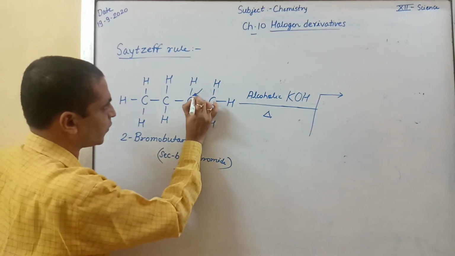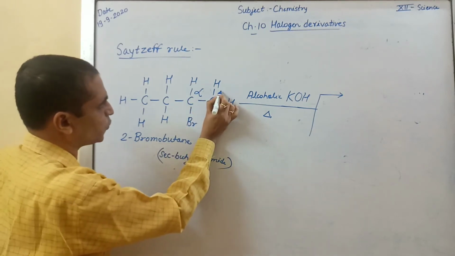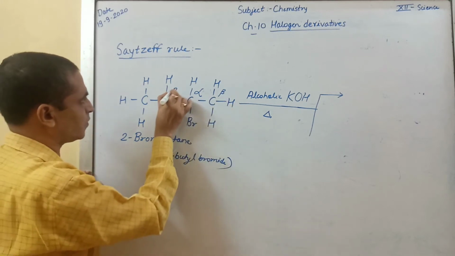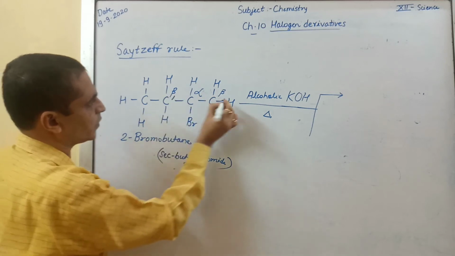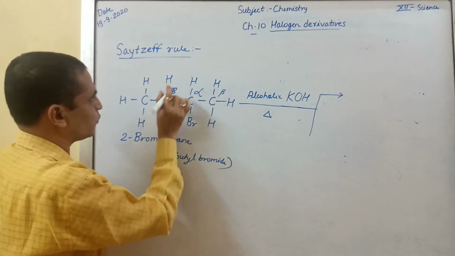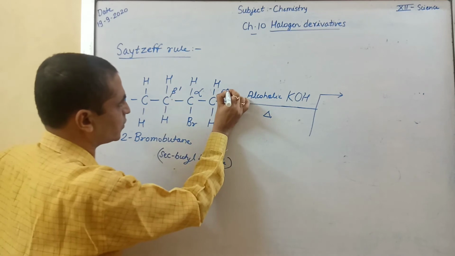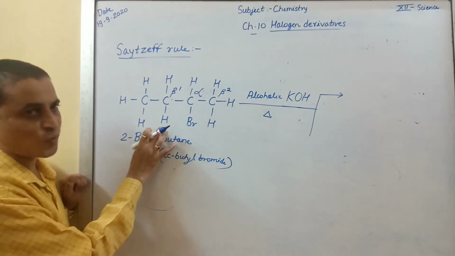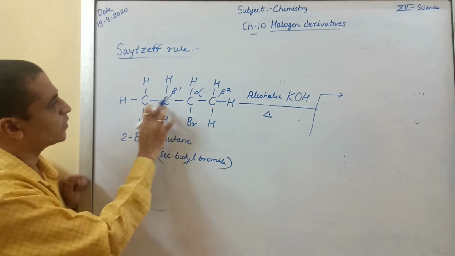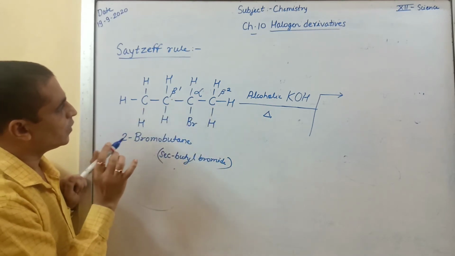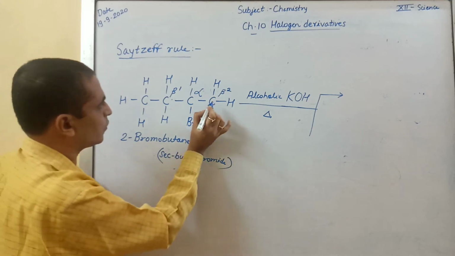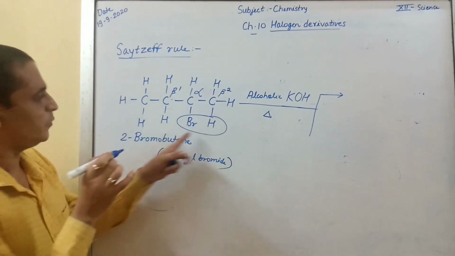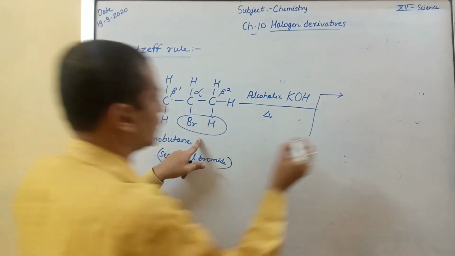First of all, it is the alpha carbon. We can put here it is beta. I will write here beta 1, and it is beta 2. So there are two possibilities for the removal of hydrogen from these beta carbon atoms. If we consider beta 2, so what happens? This part will eliminate. Eliminate means what? Removal.